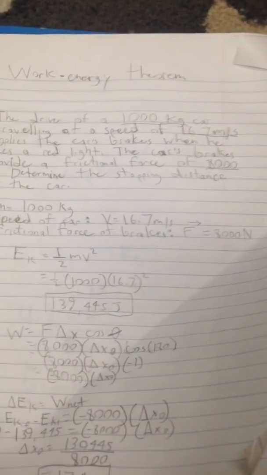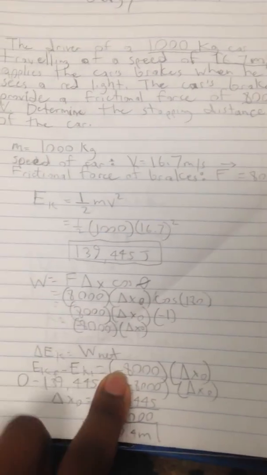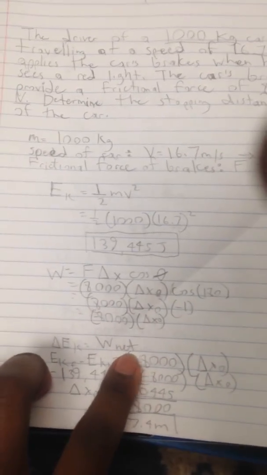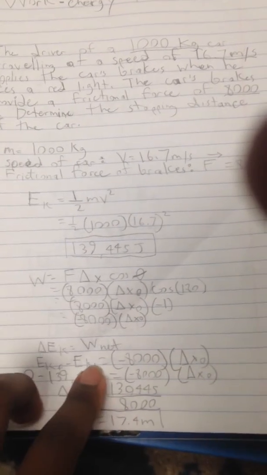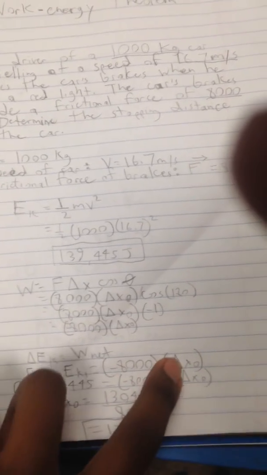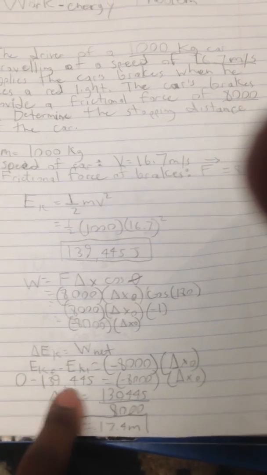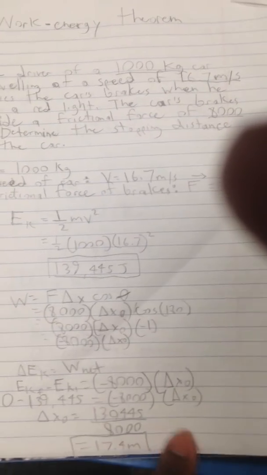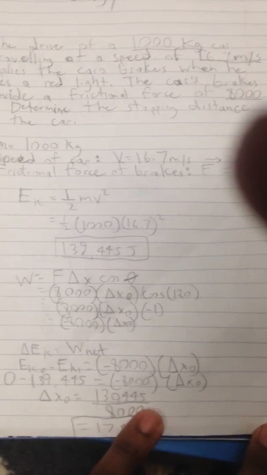Now, I know that the kinetic energy, which is stated right here, is equal to the net work. So I take everything I've known so far and plug it into this principle. I have the final kinetic energy, the initial kinetic energy, -8,000 newtons, and our assumed stopping distance. So for the final kinetic energy, it's 0 minus 139,445 equals -8,000 times our stopping distance.